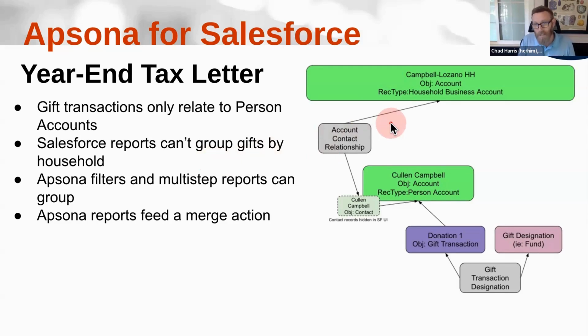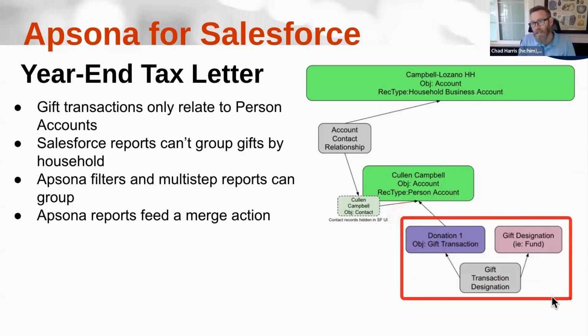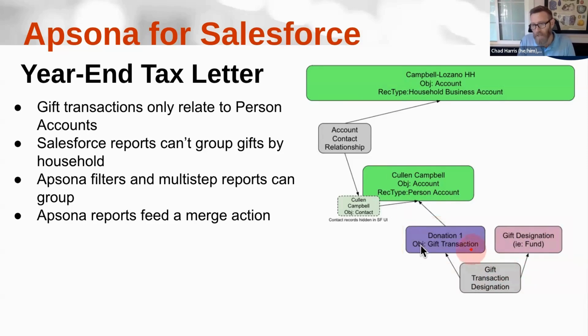When we do a year-end tax letter, we want to group donations by household. And what we see down here is that there are some objects related to donations in NPC, with gift transaction being the central object. And those are only linked to people. They're only linked to the person account in Salesforce. There's no direct connection between a donation and a household. And that's the main challenge that we're going to solve today.